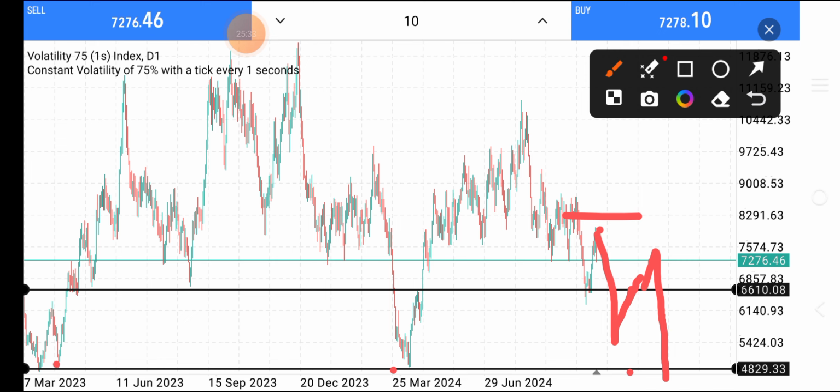Liquidity can happen for an uptrend. Liquidity can happen for a downtrend. So this one now is a liquidity for an uptrend. Buyers are piling up in this place.